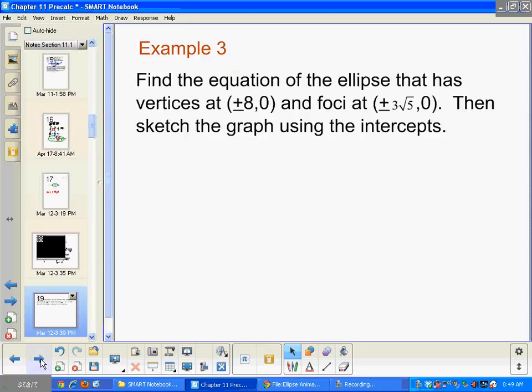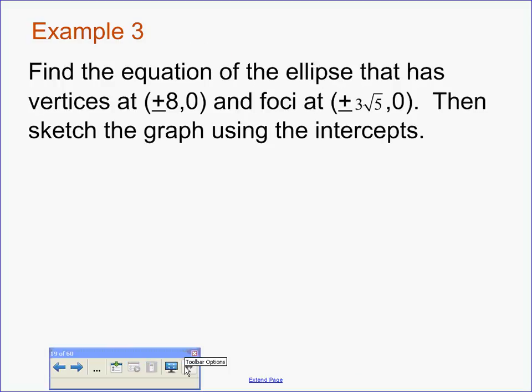Okay, our next example, we're going to find the equation of the ellipse that has the vertices at positive and negative 8, 0, foci at positive and negative 3 root 5, 0, and then we're going to sketch a graph using the intercepts. Okay, so what we know about our ellipse is that it's going to have an equation of this form where we need to be squaring something. Now, if the foci are going to lie on the x-axis, that means that our x is going to be our major axis.